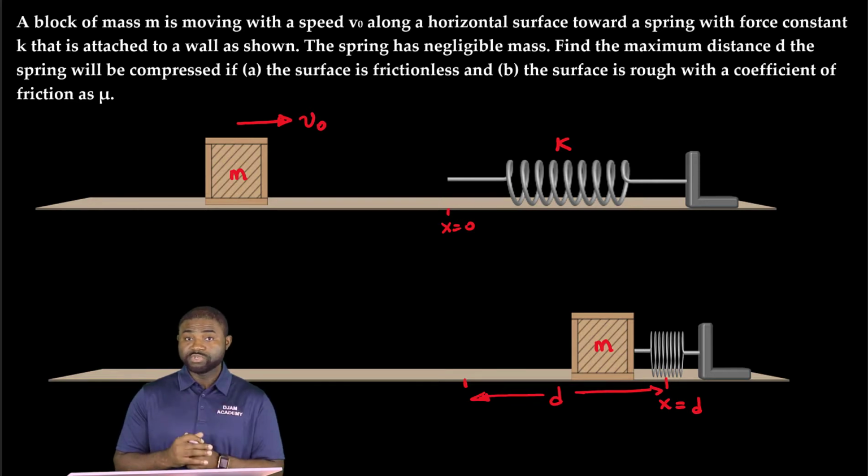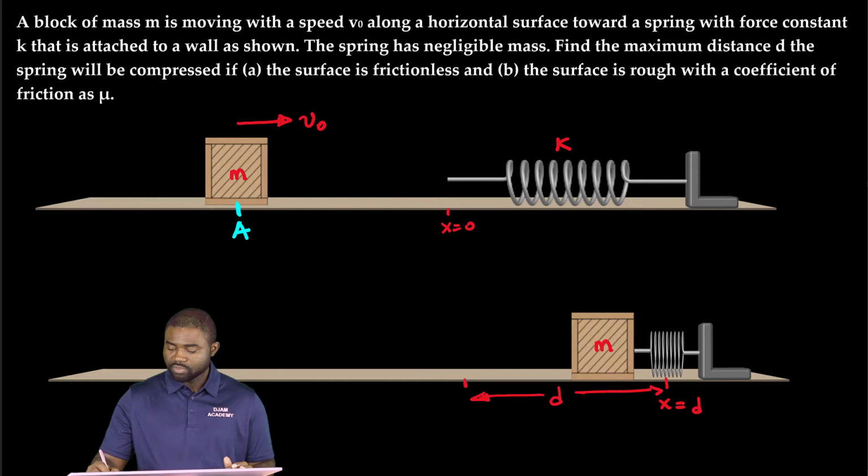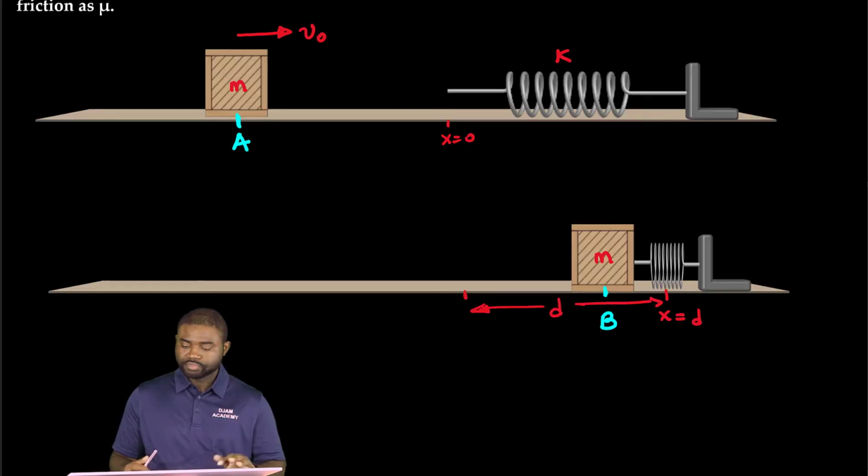The very first step is to identify two crucial points, the initial and the final point. Always start by identifying the initial and the final point. Right here, I'm going to take this as my initial point, A, and I'm going to take this right here as my final point. This is B. So what do we know?